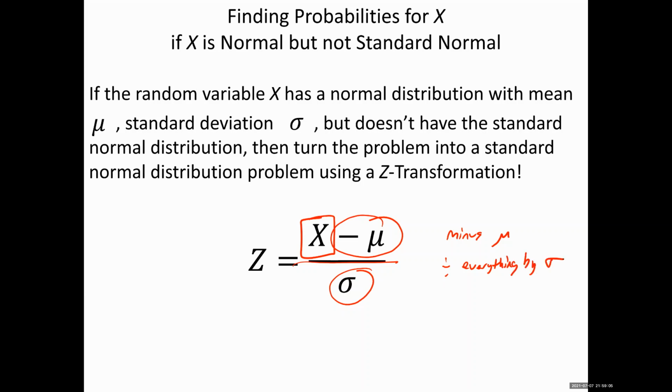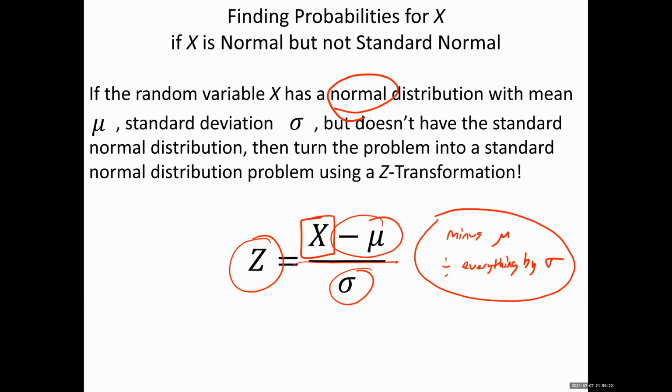When you take whatever your original question was and you minus mu and you divide everything by sigma, it turns it into the Z random variable. I'm not going to say much more than that, but I want you to memorize this little thing here: minus mu, divide everything by sigma. And that turns a normal problem into a standard normal problem. That's what it does.